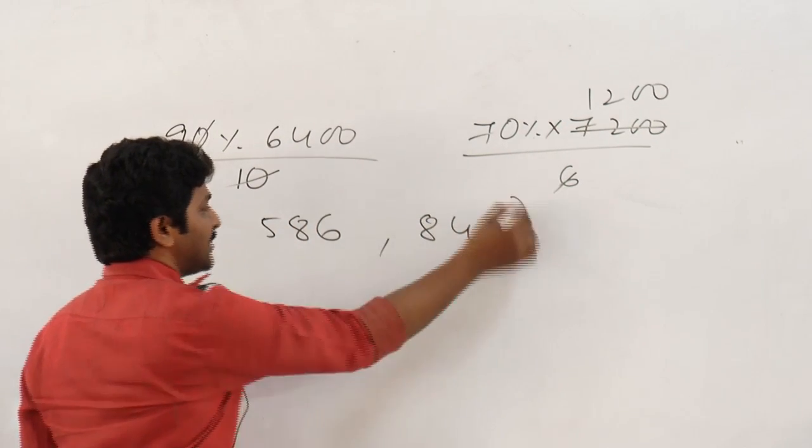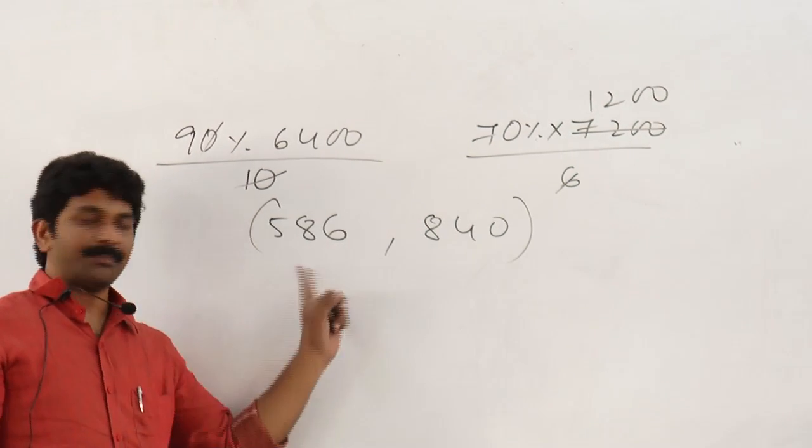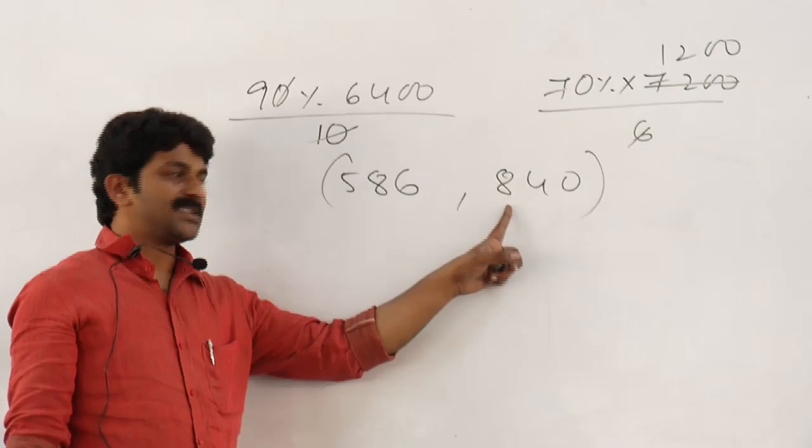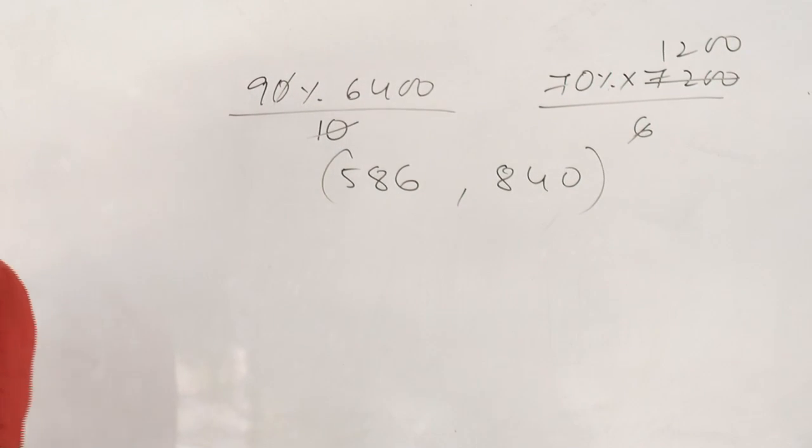And you are asked about the difference of these two numbers. Largest minus smallest, right? Subtract 600, 240, add 14 to 54.